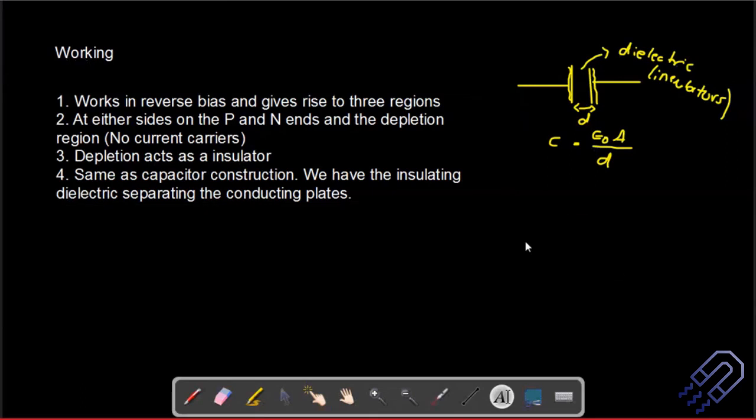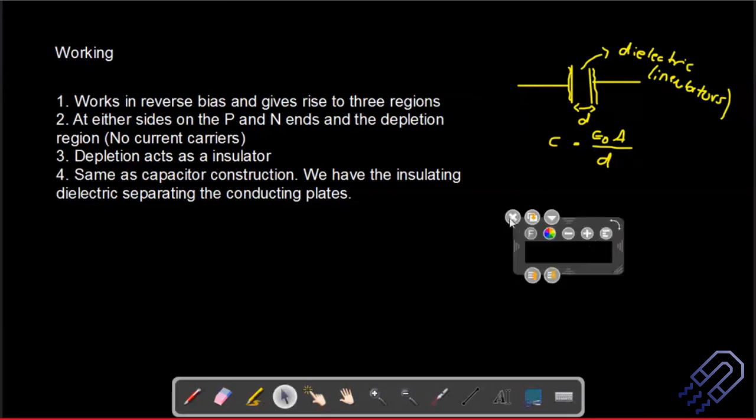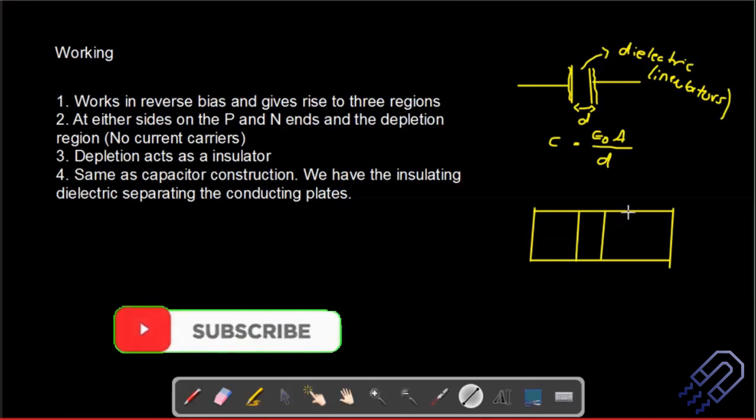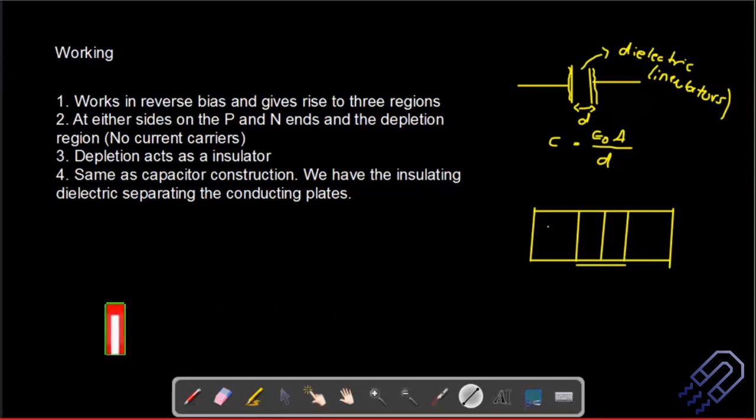So if I want to draw a diode, let's draw it fast. So you have got this, and then you have got the depletion region. Let's say I'll just draw a standard depletion region. So this is your depletion region, and this is the distance that I'm talking about. And then let's say this is your p type, and this is your n type.